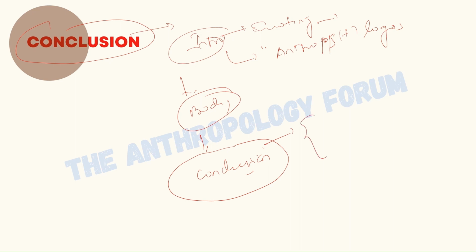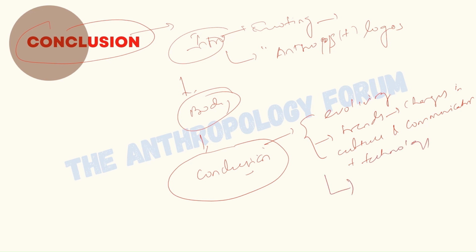I'll be concluding by stating that anthropology is evolving day by day, and there are new emerging trends in anthropology due to changes in culture and communication techniques plus technology. I would also quote an example of it, that is digital anthropology or visual anthropology. And I would conclude by stating that this field is ever changing and ever dynamic with respect to the changes in human culture.